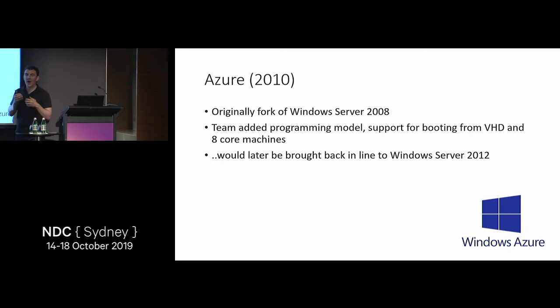So the team set about adding a few things to it, including a programming model, support for booting from VHD, and support for 8-core machines. Now, at this point, it's a fork of the 2008 code base. And as we know, that's going to be quite expensive to maintain. So it's later going to come back in line with Server 2012.